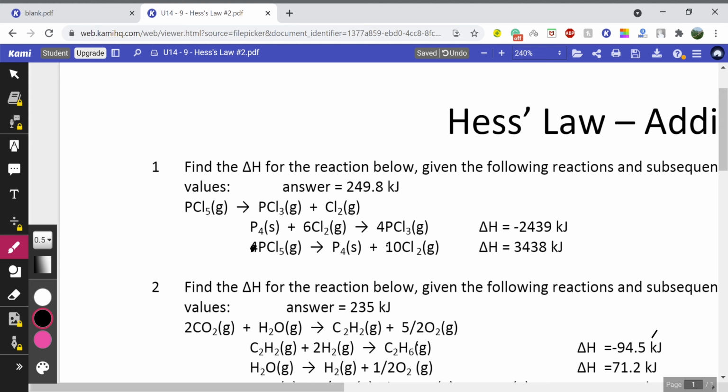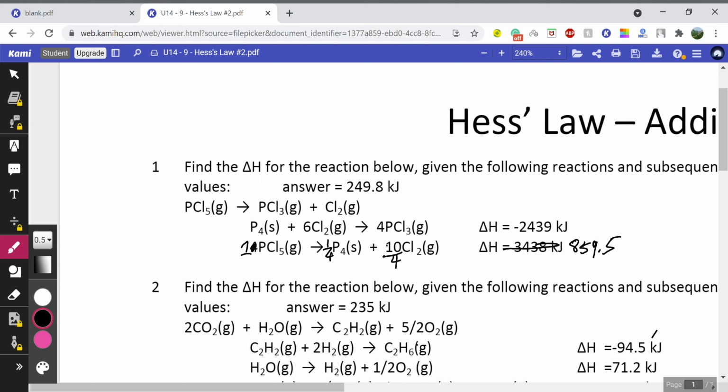Now this will become a 1, this will become a 1 over 4, and this will become a 10 over 4. This is also going to be divided by 4. So what is 3438 divided by 4? 3438 divided by 4 is 859.5. So our new deltaH for this step is going to be 859.5.